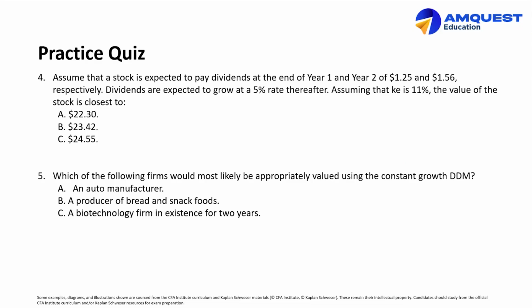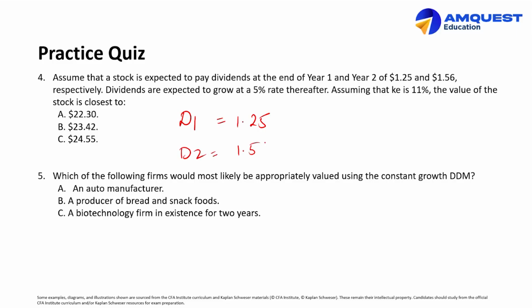Okay. Yeah, sure. So assume that the stock is expected to pay dividends at the end of year 1 and year 2. Dividends are expected to grow at a 5% rate thereafter. Assuming that the KE is 11%, we have to find the value of the stock. So in this question, we have been given D1, which is 1.25. We have been given D2. D2 is 1.56.